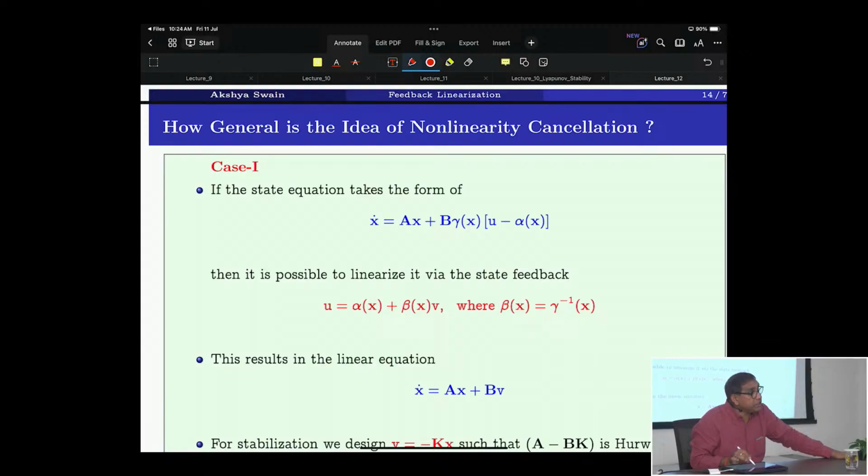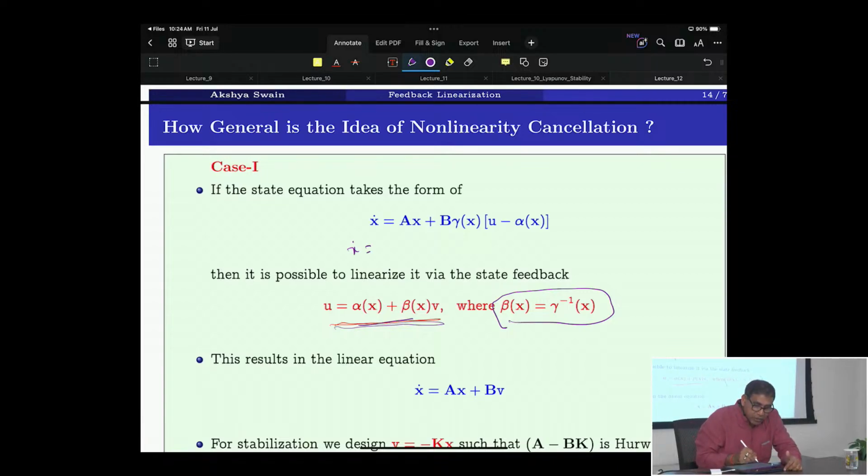If the system is in this form, this point is extremely important, I am telling you. If it is in this form, now see, if I make u equal to alpha(x) plus beta(x) v, where beta(x) is equal to gamma inverse(x), now what will happen? Can you just tell me? You see, I am doing it here. x dot equal to ax plus b gamma(x), right?